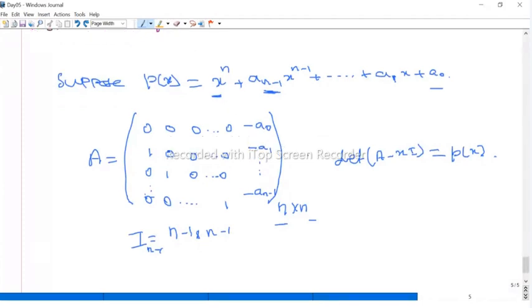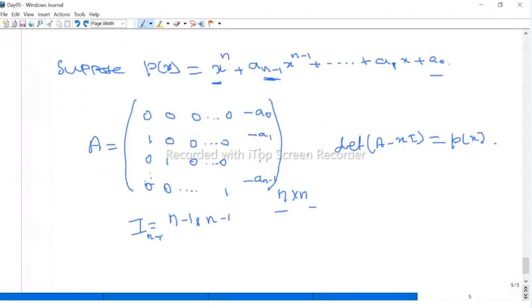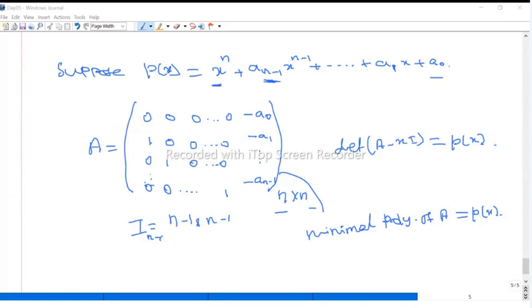Any doubt? So if you find the characteristic polynomial of this matrix A, you will get this P of x. And not only this characteristic polynomial, even if you find the minimal polynomial of A, it is also P of x. Okay, so got it.